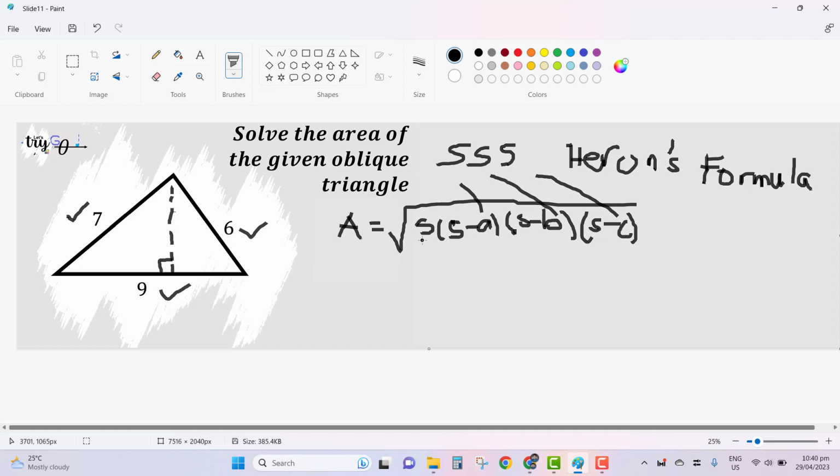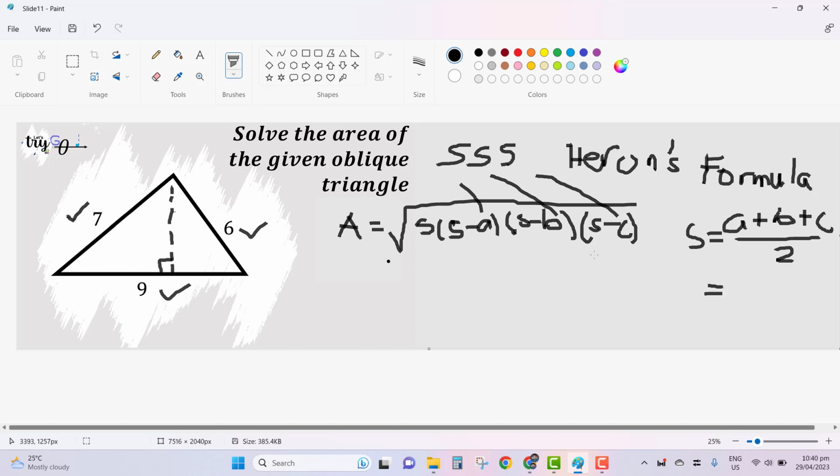The problem now is the measurement of S. S here is also known as the semi-perimeter of the triangle. S can be computed as the result when you add up all the side measurements and divide it by 2. Again, by 2, not 3, because we're not looking for an average. We are going to divide the sum of all the 3 sides by 2.